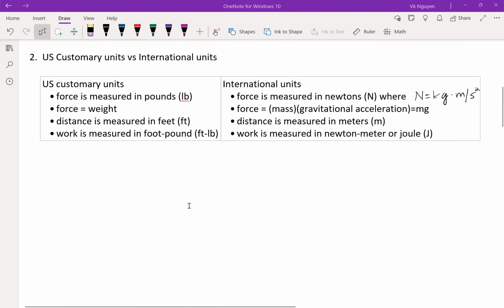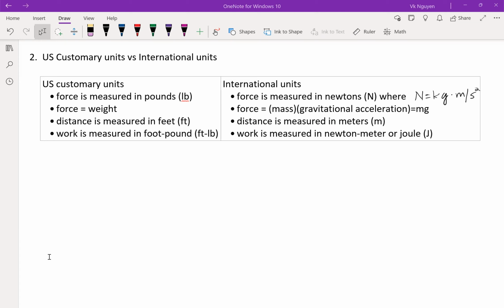There are two units that we usually use, the US customary unit and the international unit. So let's take a look at each one. In the US customary unit, force is measured in pounds, and force is the weight of the object. And distance is measured in feet. Work is measured in foot-pounds.